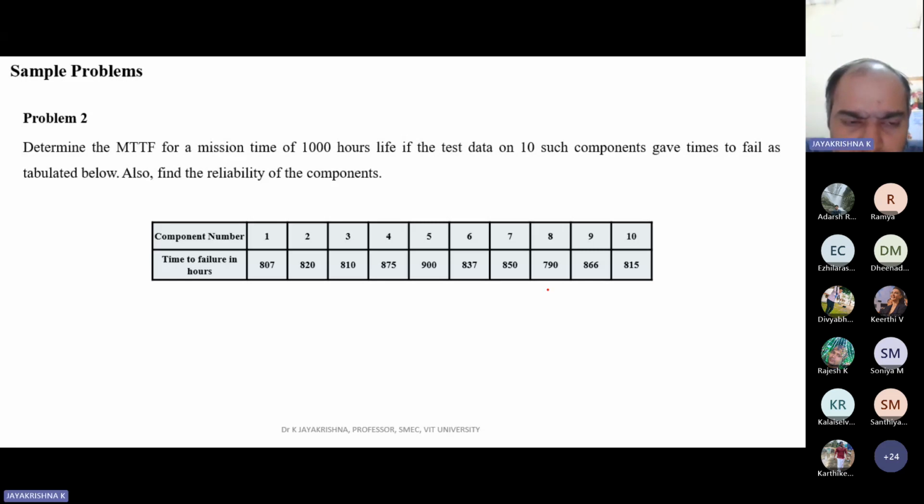You have to sum all the times to failure and divide by the number of samples, 10 or 1000, you tell me. Then you will get the mean time to failure. Once you get the MTTF, MTTF is equal to 1 by lambda. You have to find the reliability, right? Lambda is equal to 1 by MTTF.